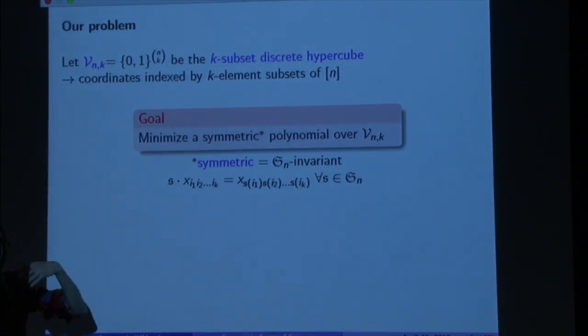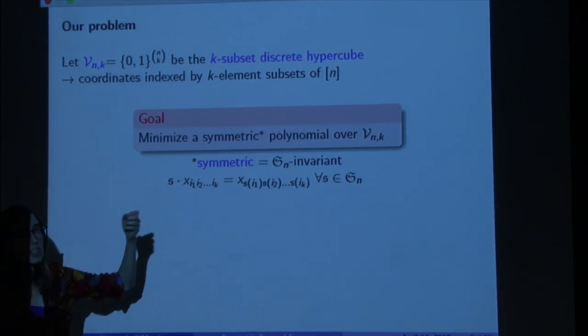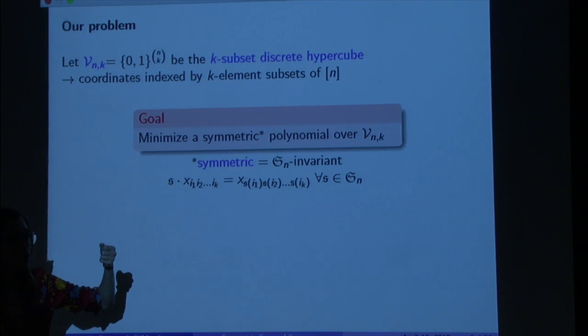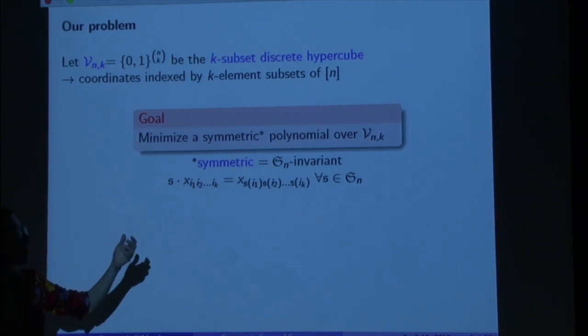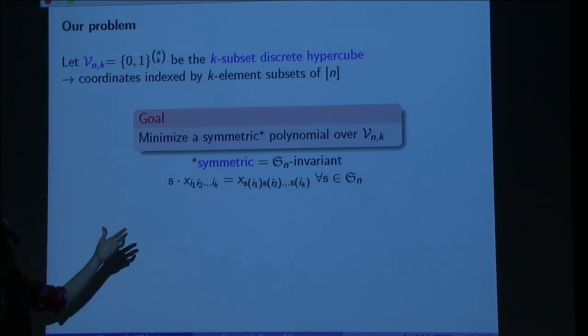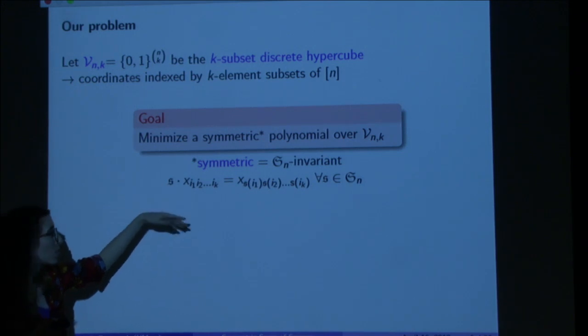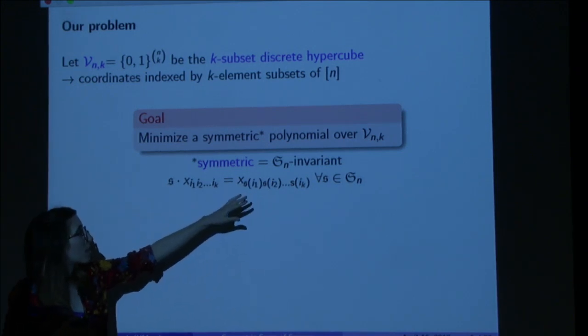and so your ground set of elements would be your vertices. And your edges would actually be what you're manipulating. So your edges would be 2-element subsets of your vertices. Or maybe you have a K-uniform hypergraph. Then you would have K-element subsets of your vertices. And so I want to minimize a symmetric polynomial, or maximize, it doesn't matter, over my K-subset discrete hypercube.